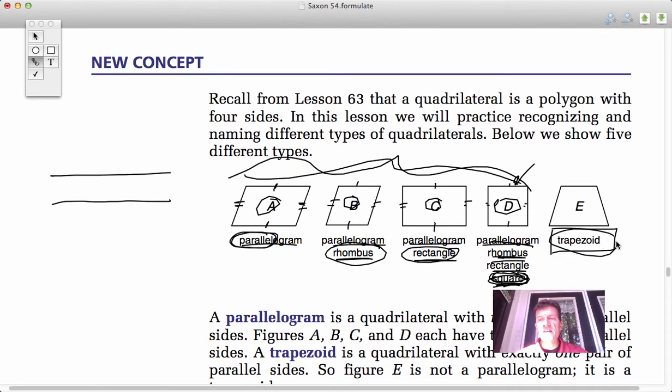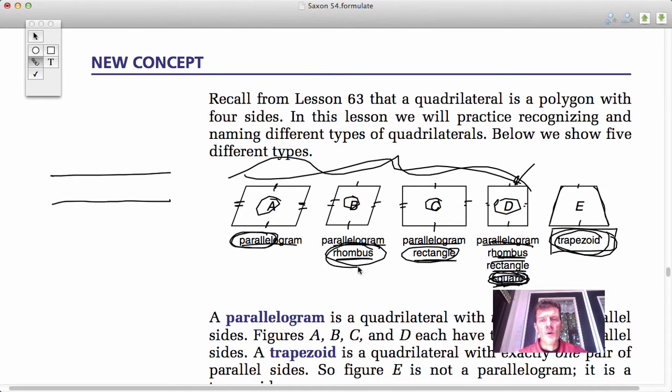You'll notice that E here is called a trapezoid. It only has one set of sides that are parallel. The opposite sides of only one set are parallel. These here that are slanted are not parallel. So that's what makes it a trapezoid and not a parallelogram.